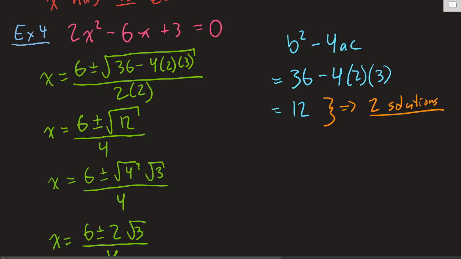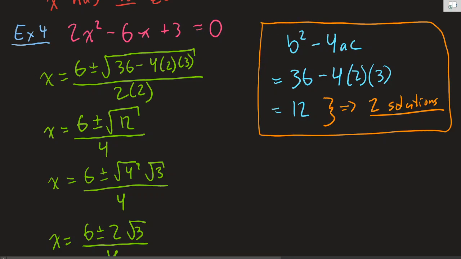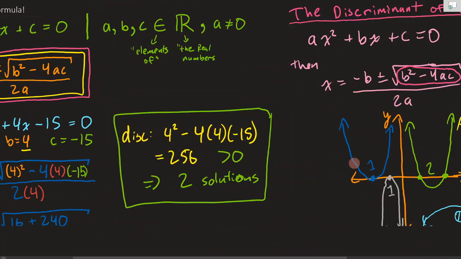All right, so there you have it. That is how you use your discriminant to figure out your number of solutions in a quadratic.